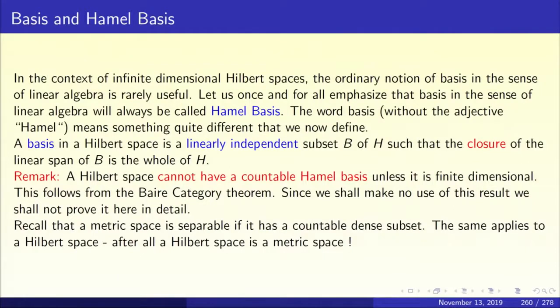In Hilbert space theory, whenever we are talking about this, it will be qualified and will be called Hamel basis. So, in short, a basis in the sense of linear algebra means Hamel basis. When I suppress the word Hamel and I just say basis, it means something very different. A basis in a Hilbert space is first of all a linearly independent subset B, and then you take the linear span of B and take its closure, and you are supposed to get the whole space. Such a set is called a basis.